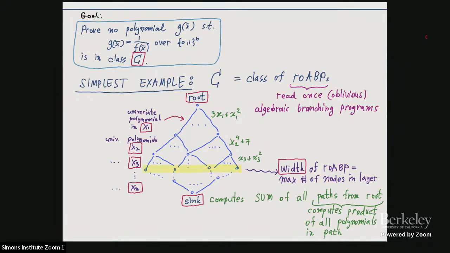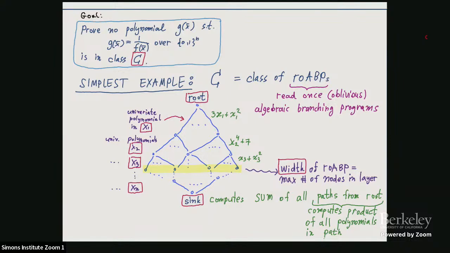This is just an algebraic branching program. We start from a root and we multiply all the paths up to the sink. And here we sum all the paths. And in each path, we have edges, which are univariate polynomials, not necessarily multilinear. And here we have x1, x2 until xn.